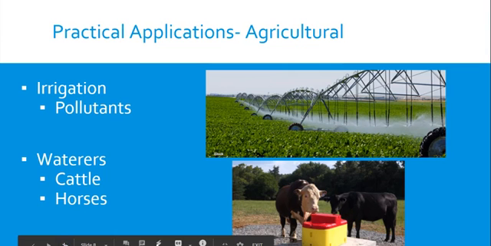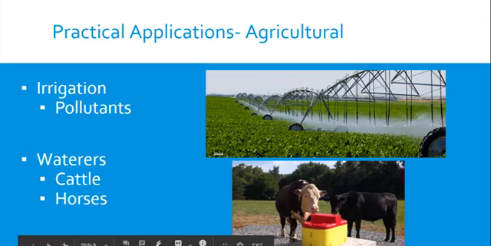So let's talk about some of the practical applications. The first would be irrigation. We want to ensure that our water quality is good not only for what we're irrigating our crops for, but we also want to make sure that we don't have any runoff of potential pollutants that will get into our waterways via fertilizer. We don't want fertilizers in the waterways that can cause eutrophication of water. And we also have to use water for our cattle and our horses, and we want to make sure that we keep contaminants out of there as well.